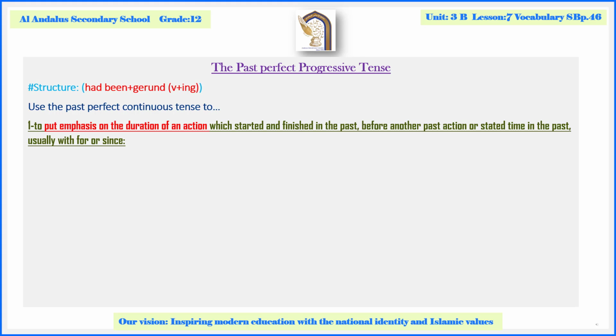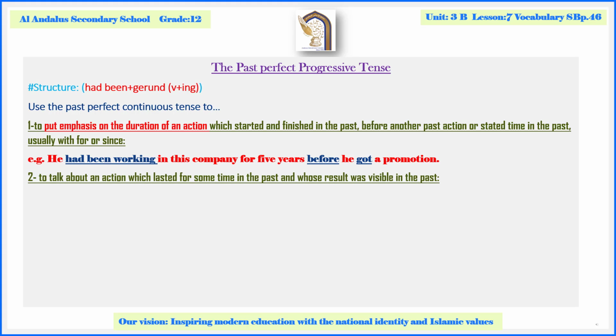Let's check that example. He had been working in this company for 5 years before he got a promotion. So, when we are using the past perfect progressive, he had been working, we are trying to put emphasis on the duration. Where is the duration expressed? When we say for 5 years. Now let's move to the second point.